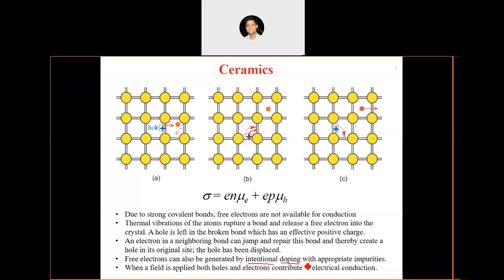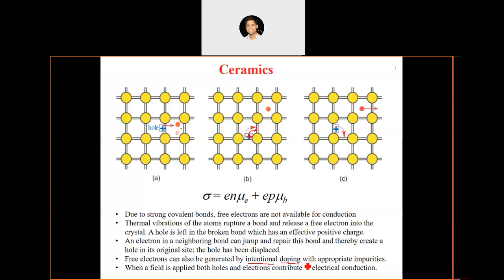Intentional doping means, let us say, silicon has four valency, right? So if we have, let us say, phosphorus, which has five valence electrons, and we substitute it in place of one silicon atom, there will be one extra electron, right? And that electron will also contribute to the electrical conductivity. And that is why these semiconductors, where you can generate these kinds of free electrons by intentional doping, are very important.